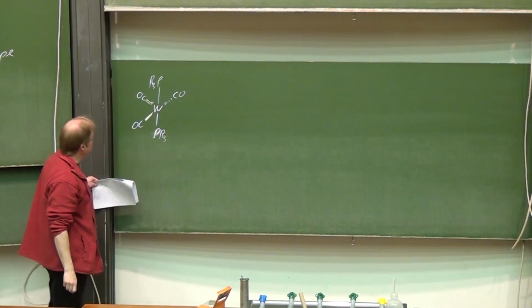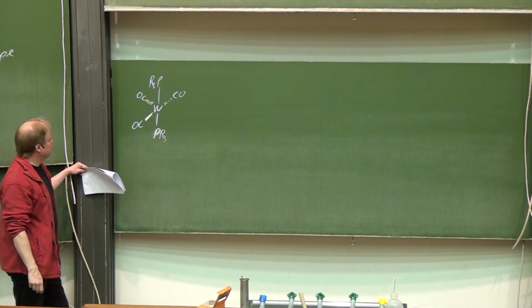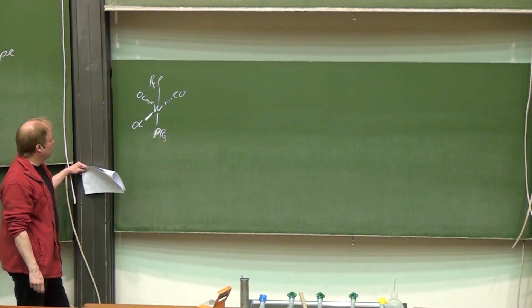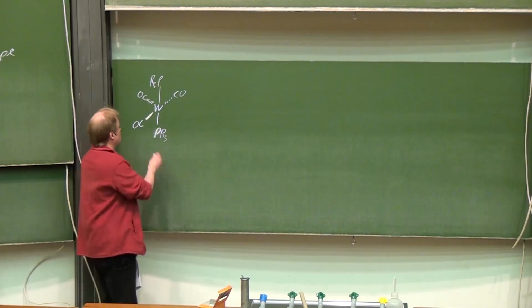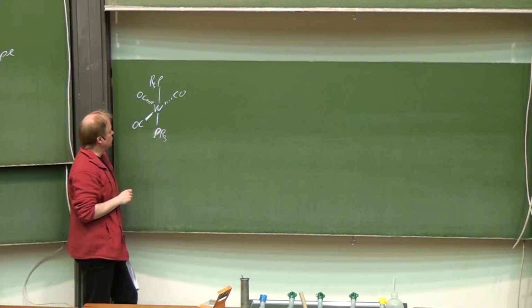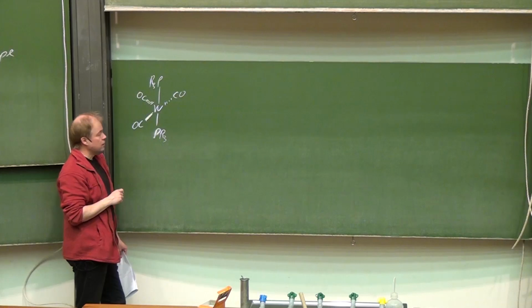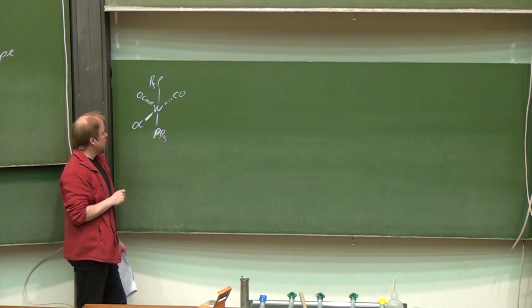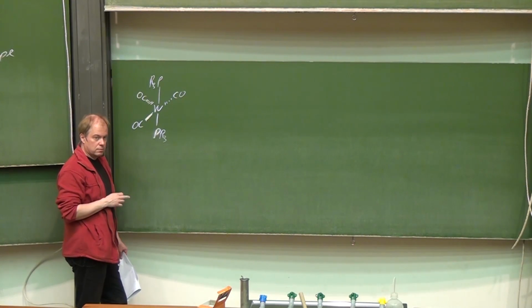So what kind of geometry does this drawing symbolize? Well, those four substituents or ligands are in a plane, and with this one it is square pyramidal.